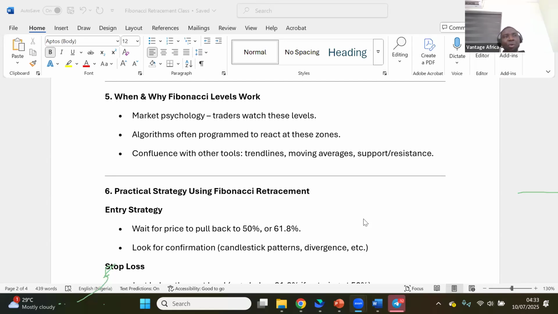And also another thing is the confluence. These Fibonacci levels confluence with other tools such as trend lines, moving averages, support and resistance. A lot of times you see that price tends to confluence with them. Confluence means that it correlates. It means that where a Fibonacci level is already, you see another confirmation there. In the market, we call confluence confirmation.